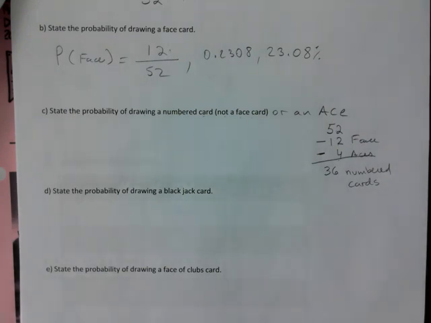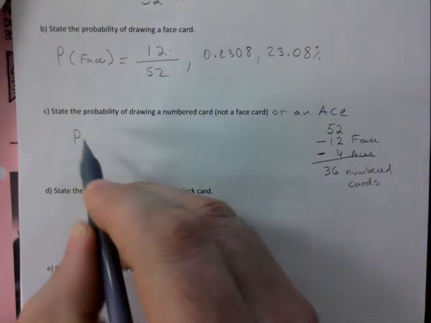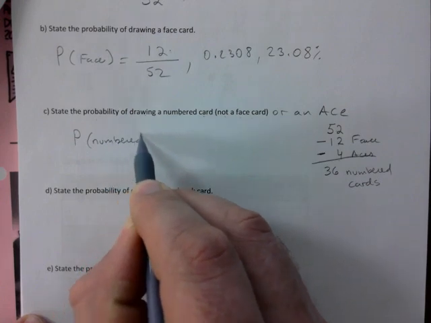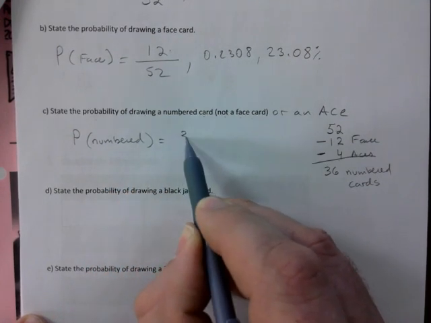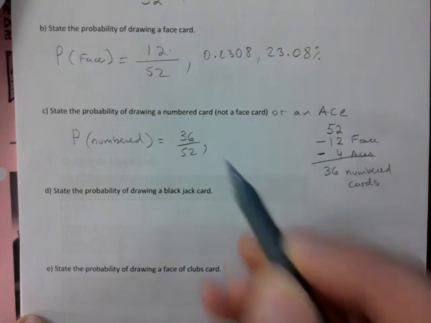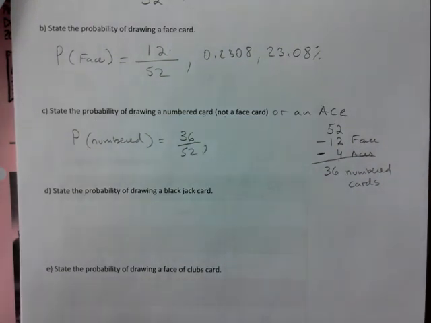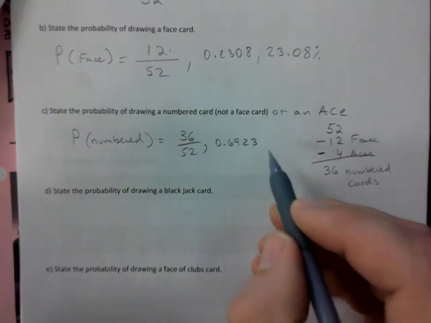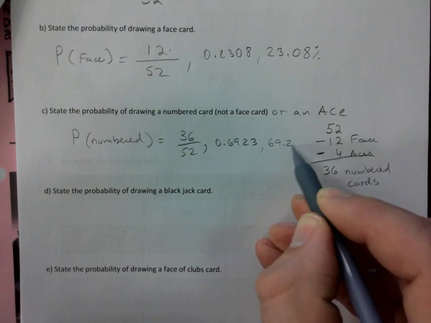How many of those are red? Half of them, right? Half of them are red, half of them are black. So remember, probability of numbered would be 36 over 52. That's 0.6923 or 69.23%.